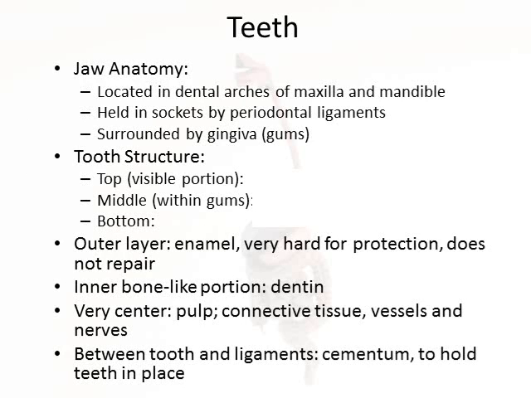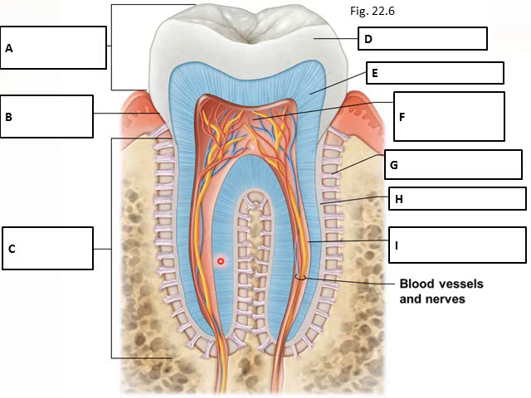Then the teeth are part of the oral cavity. I'm not going to go through this too much, but I do want you to know the different layers of the teeth. There's the tooth structure and the different levels: the crown, the neck, and the root. This figure is an image directly from your book, figure 22.6. What I'd like you to do is go to the book and label the different parts of the tooth that we just talked about on the previous slide.